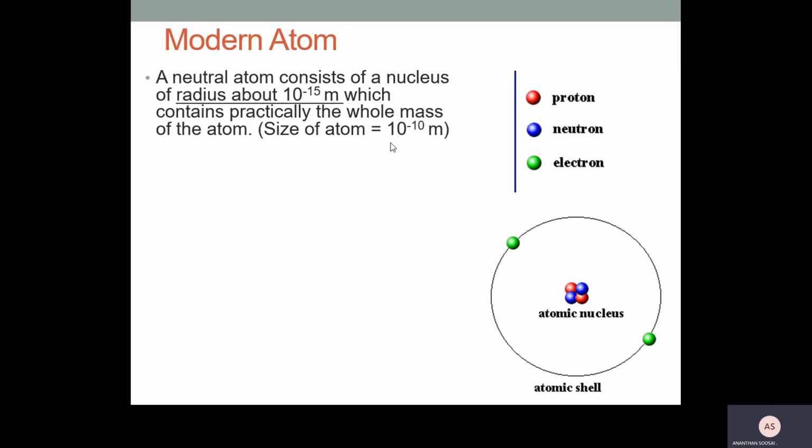So proton. In the Rutherford model, only proton and electron. Neutron was not discovered by Rutherford. Neutron was discovered after that, I think maybe 10 or 15 years later, by who? Chadwick. Yeah, Chadwick discovered the neutron.